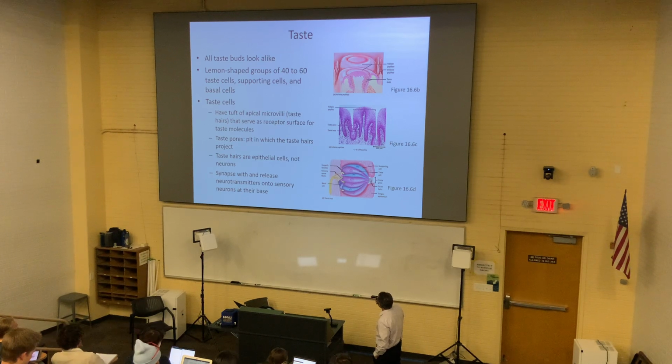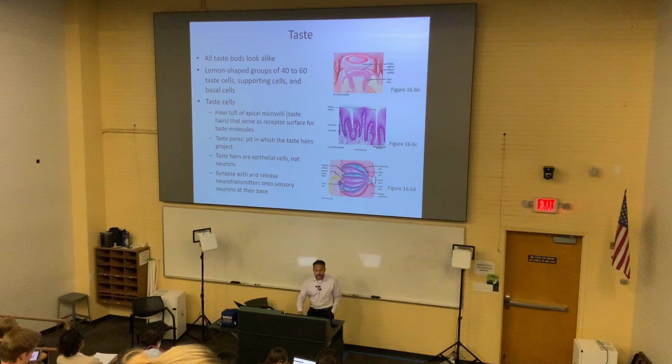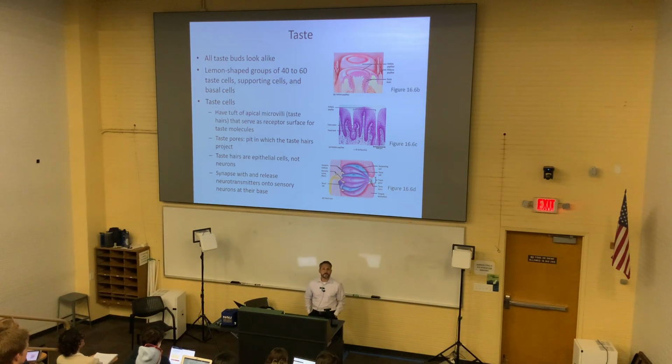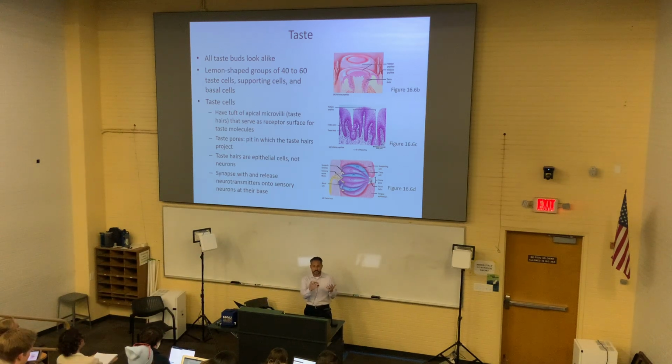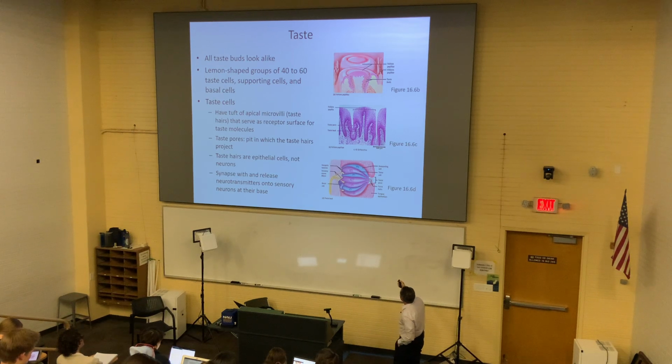But the supporting cells don't have any nerve innervation. They just support. They don't actually do anything else. So the taste cells have a tuft of apical microvilli. These are like little hair-looking structures that serve as the receptor site to bind the taste molecule, or the chemical. So here's the taste pore. Here are the little taste hairs. And the taste pore is what houses the hairs, but this is literally where the chemical is going to bind.